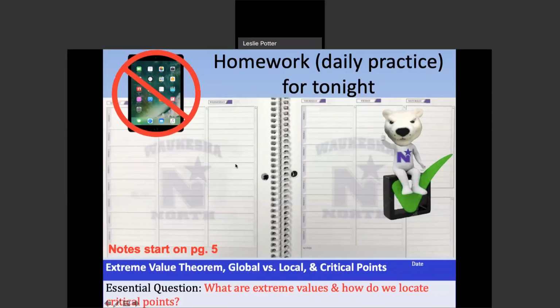Okay, these are the notes for Unit 5, Day 2. Today we're going to talk about the extreme value theorem and something called global versus local. Those are two terms we're going to learn today, and also critical points. The essential question is, what are extreme values, and how do we locate critical points?